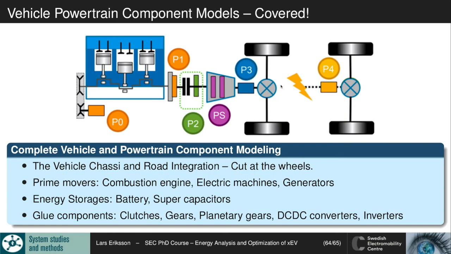So we have looked at all the components now, so we have all the components covered. In lecture number 3 we will talk more about definitions and have a buzzword bingo about different hybrid concepts, and talk more about what P0, P1, P2, PS, P3, P4 hybrid means. But you have now seen all the components here, so you are ready to start modeling, getting the equations, putting parameters into them and doing some computations.